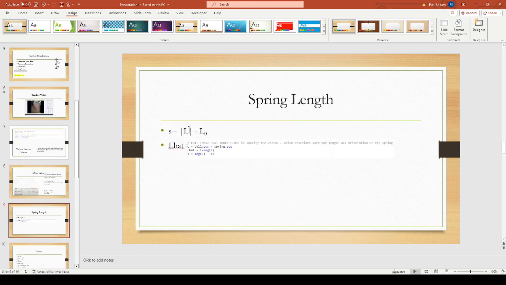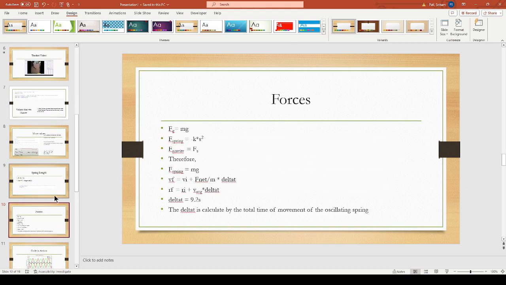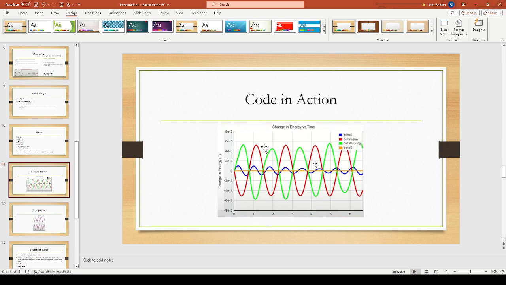s is equal to the magnitude of L minus L0, and L hat is equal to L over the magnitude of L. So these are all the forces that we have. And delta t is 9.2 seconds, which is the total time of movement of the oscillating spring in our video. So with our code in action, this is the graph that we get.